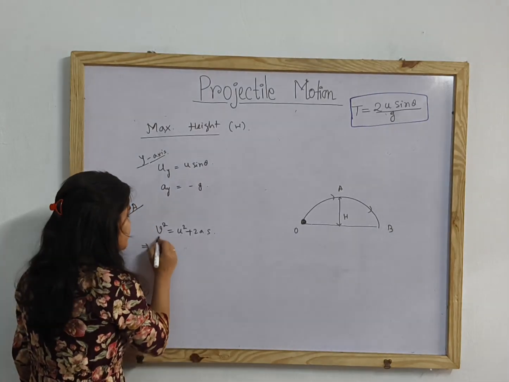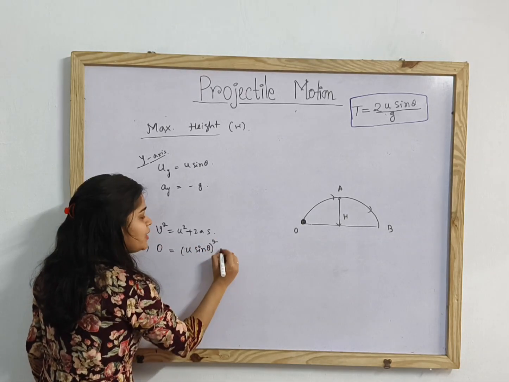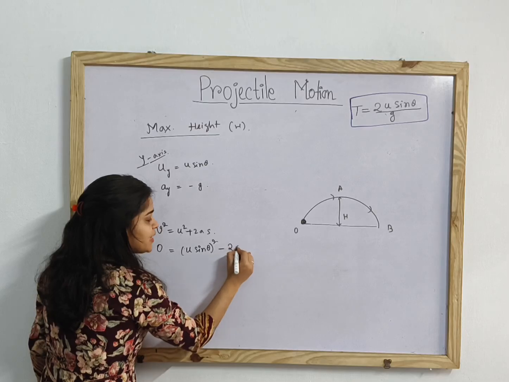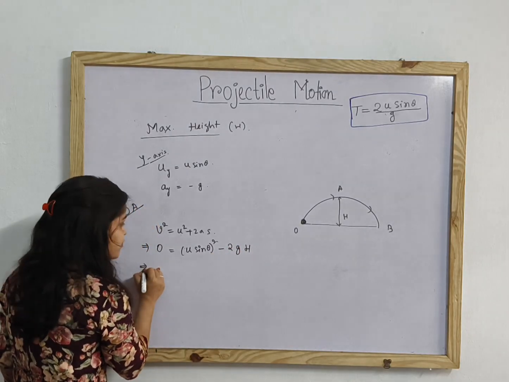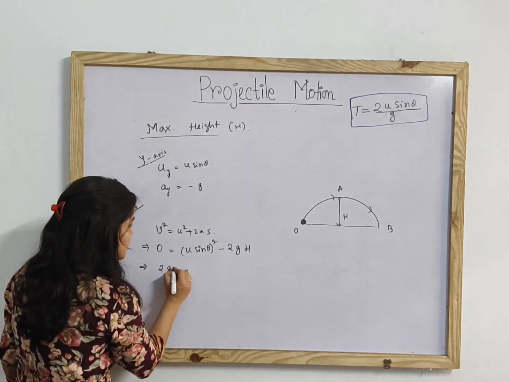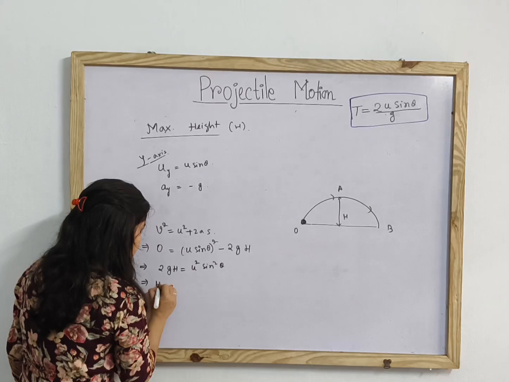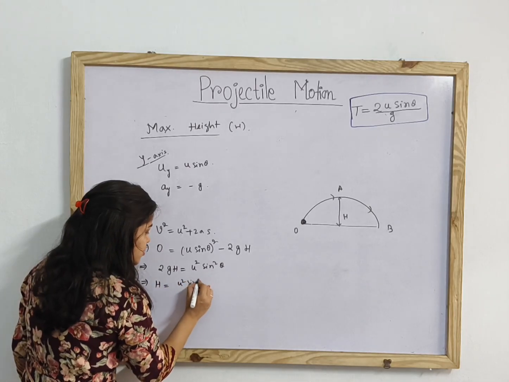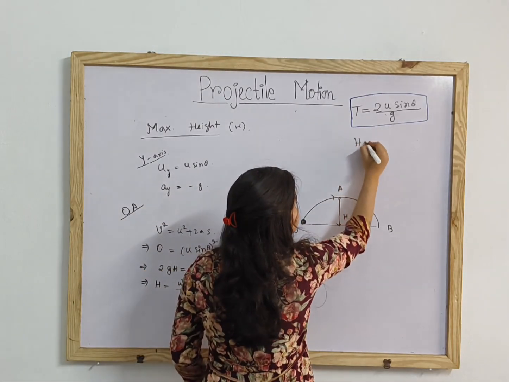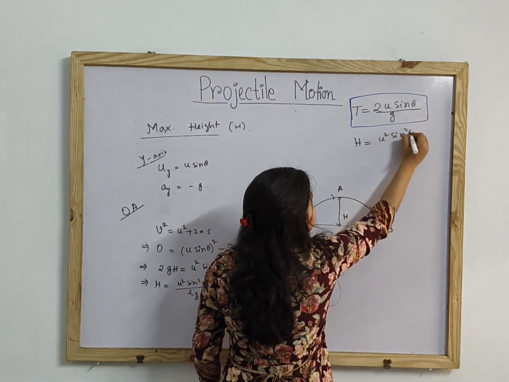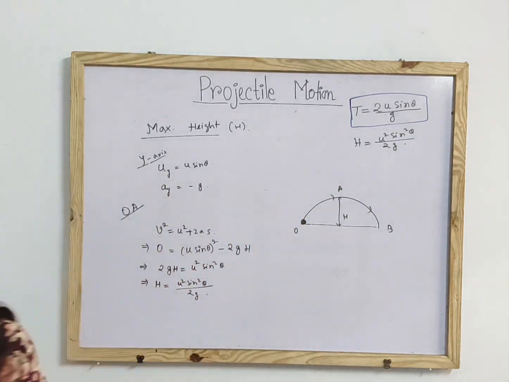So vy is equal to 0. This is (u sine theta) square plus 2, a is minus g, so I'm putting the minus sign here, and s is capital H. So what is the formula? 2gH is equal to u square sine square theta, and from this you have got H equal to u square sine square theta by 2g. This is the formula. So the second formula is H is equal to u square sine square theta by 2g. This is the second formula.